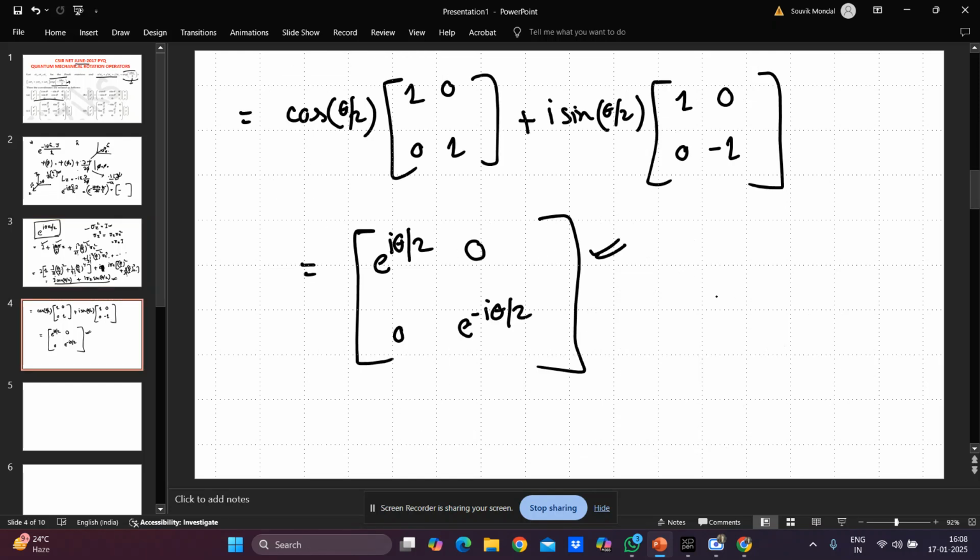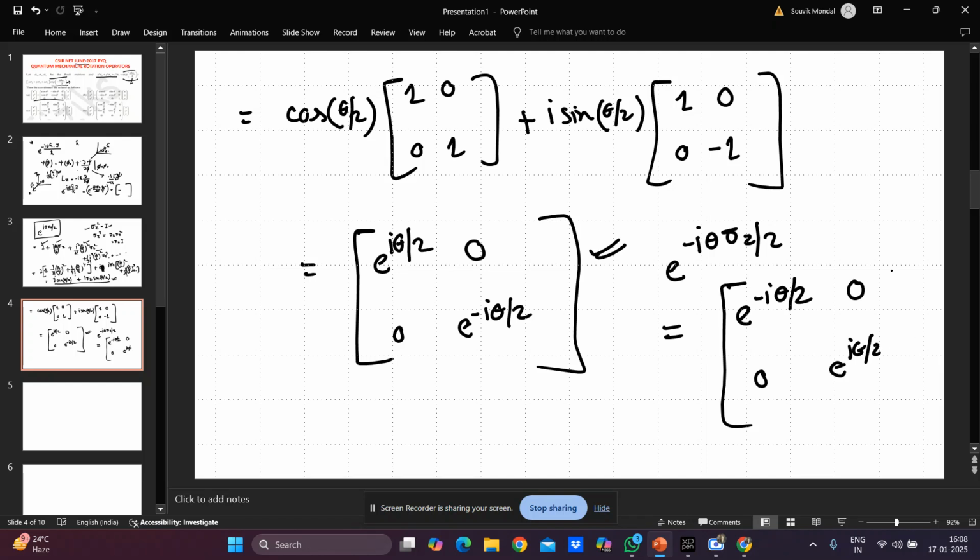Now you can immediately guess the form of this term, e to the power minus I theta sigma z by 2. Simply I is replaced by minus I, or you can think theta is replaced by minus theta. So this will be nothing but just switch this minus sign: e to the power minus I theta by 2, 0, 0, e to the power I theta by 2.